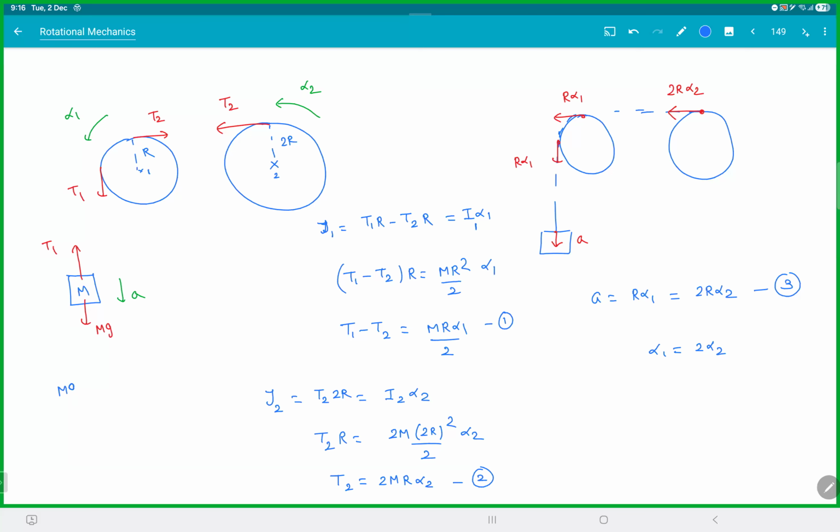And this will be mg minus T1 is equal to ma. This is equation 4. Yeah, that's a little amount of work. 4 equations, 4 unknowns, T1, T2, 5 equations actually. These are 2 equations here. So 5 equations, 5 unknowns. Please check your equations. If you got all this, your job's done. Now it's just a matter of solving. Any doubts on these steps? Any equation you're not clear? Clear? So yes, let's solve this.